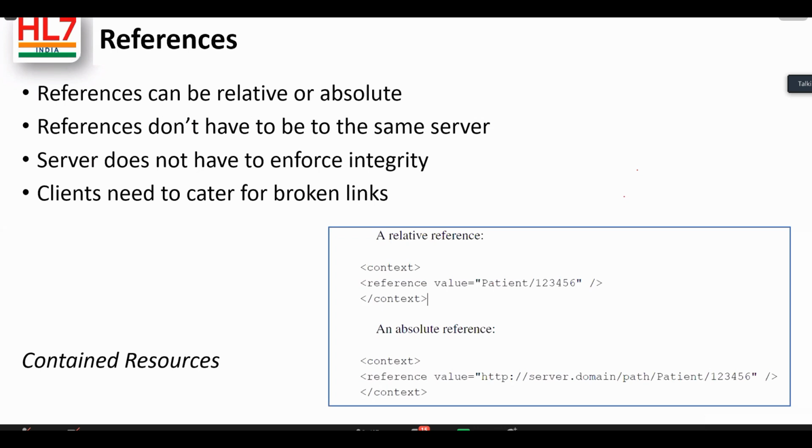So for that and similar use cases, there are contained resources. In contained resources, instead of referring to something outside, you can put that particular piece of information inside your resource itself, with a contained tag. We can see that example. You just go to that references page and you can see the example of contained resources. Contained resources are very powerful in certain scenarios where you want to put everything in one packet.